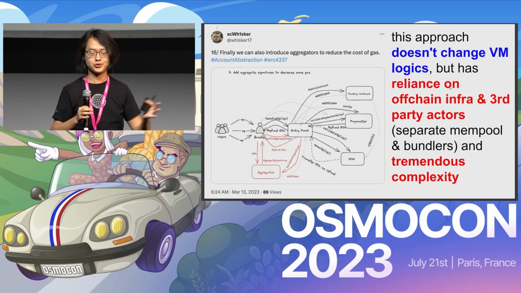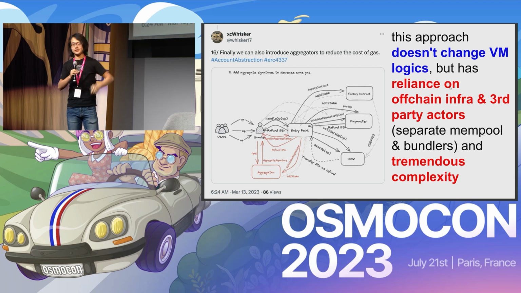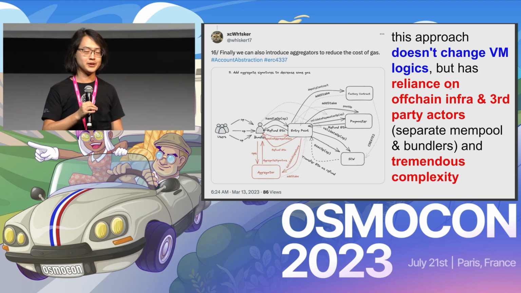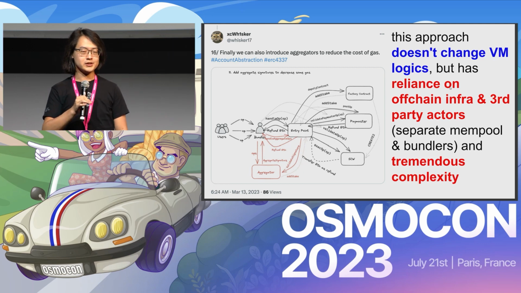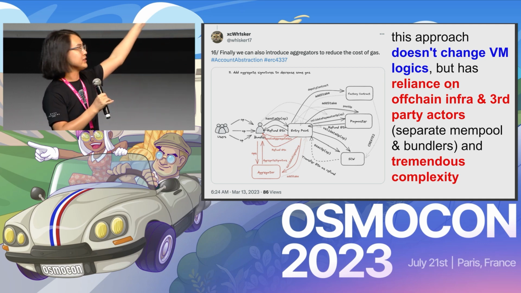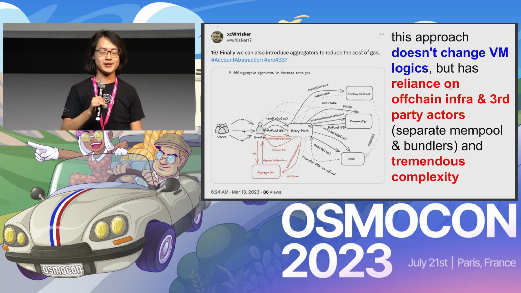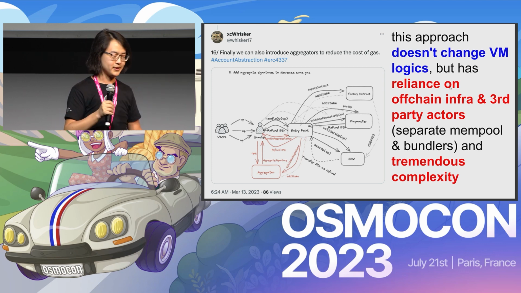There are a number of drawbacks related to this approach. The good thing is that they don't change the virtual machine logic, so it doesn't break anything. However, it relies on off-chain infrastructure, which is the separate mempool. It relies on third-party actors, which is the bundler, and it comes with tremendous technical complexity. This picture on the left is from a Twitter thread explaining how 4337 works. I mean, just look at it. It's super complex. And there are a number of unsolved questions, such as how to deal with gas fees, which is kind of tricky.